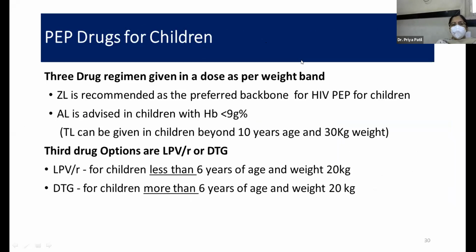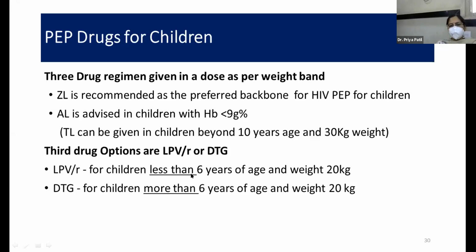Now, PEP drugs for children. A 3-drug regimen is given in a dose as per weight band. ZL is recommended as the preferred backbone for HIV PEP for children. If the Hb is less than 9 grams, then abacavir lamivudine is advised in children, whereas TL can be given in children beyond 10 years and more than 30 kg weight. Third drug options are LPVR or dolutegravir.